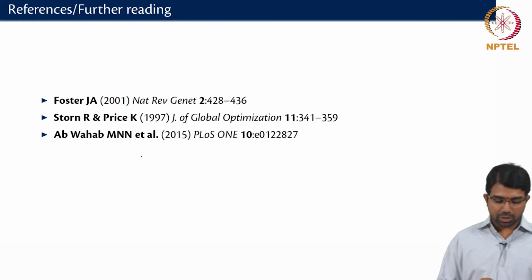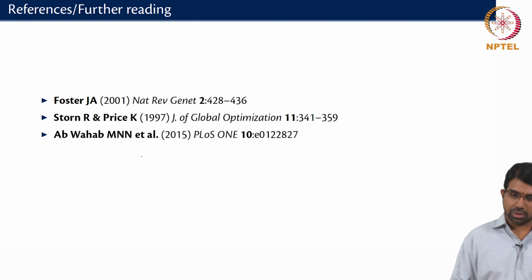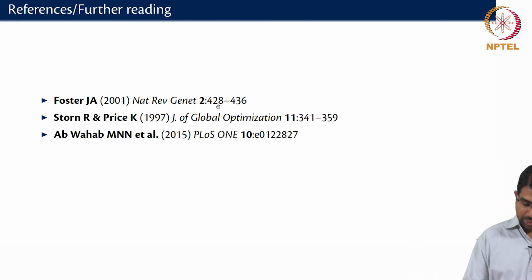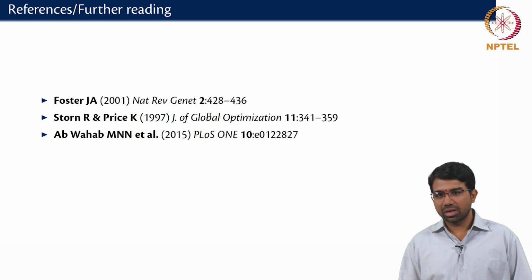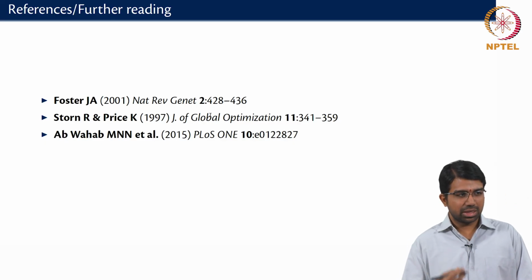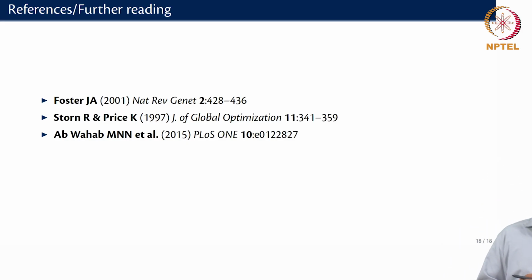So, these are some very good papers that you should consider looking at, especially the first one. It is from Nature Reviews Genetics, funnily, and it talks about evolutionary algorithms. It is a very nice detailed write up about several evolutionary algorithms. It is actually a shortish paper, only 8-9 pages, but it lists every flavor of evolutionary algorithms.